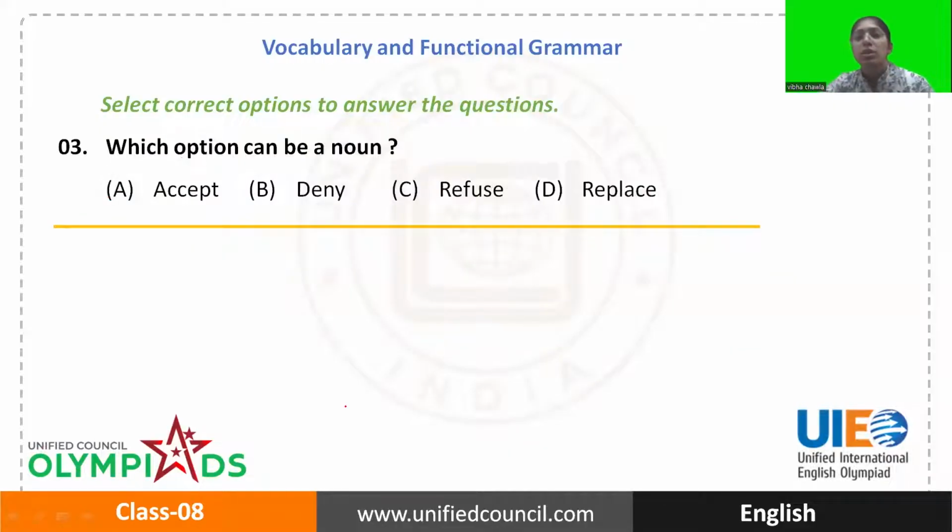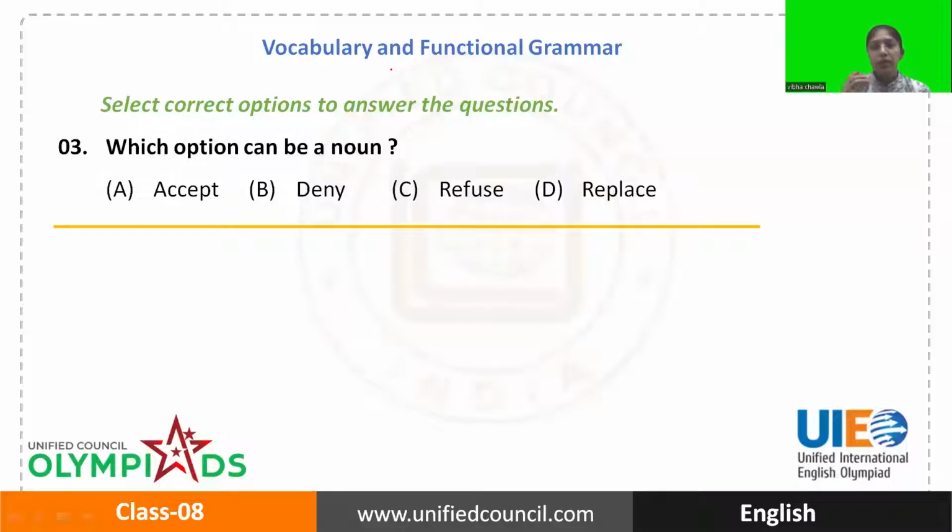Alright, now let's try question number 3. Which option can be a noun? Accept, deny, refuse, or replace. Which one can be a noun? That you have to tell. The words that you are saying are definitely verbs, no doubt. But one of them can be a noun also, and that word is refuse. Refuse can be used as a noun also.